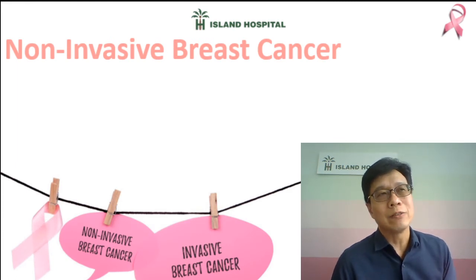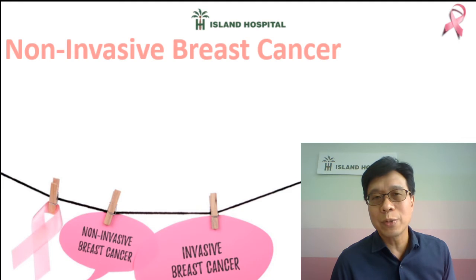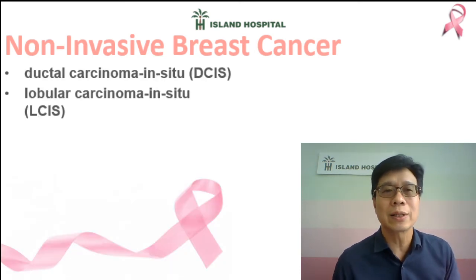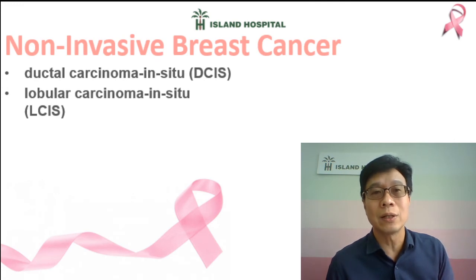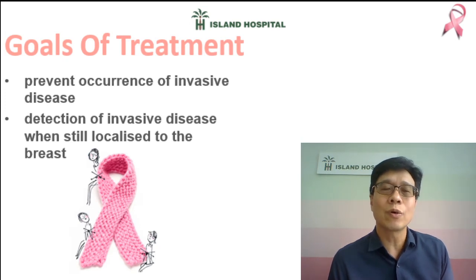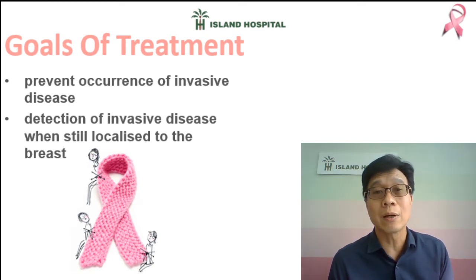Now, breast cancer we can divide into non-invasive breast cancer and invasive. Strictly speaking, non-invasive is not really a cancer yet because it hasn't invaded the space to allow it to spread. So there are two types of non-invasive breast cancer: ductal carcinoma in situ and lobular carcinoma in situ. Now, the goals of treatment for carcinoma in situ is to prevent occurrence of cancer, and if we cannot prevent it, we hope to pick it up when it's still very early and localized to the breast.